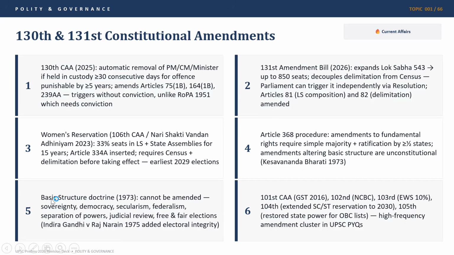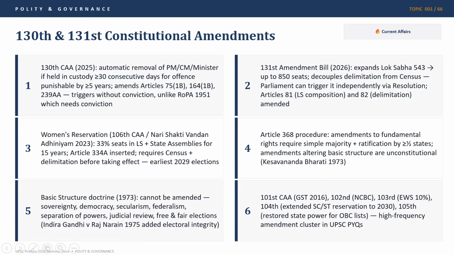In the Kesavananda Bharati case 1973, the Supreme Court defined the basic structure doctrine, in which there are a few elements of the Constitution which cannot be amended, which are sovereignty, democracy, secularism, federalism, separation of powers, judicial review, free and fair elections. So very important. If a question comes on which elements are related to the basic structure doctrine, then these are the elements. Electoral integrity was also added through the Indira Gandhi versus Raj Narain case of 1975 during the Emergency. So these are the terms which you need to remember, which are part of your basic structure. Once this concept is clear, I think you will get questions correct even in mains.